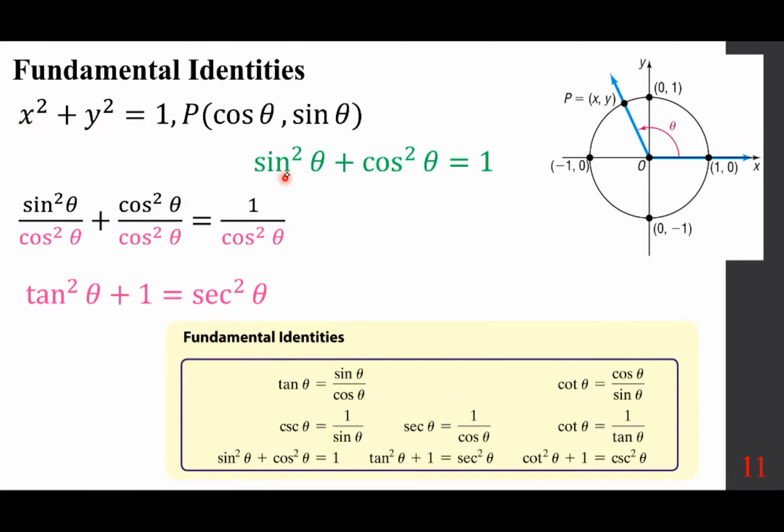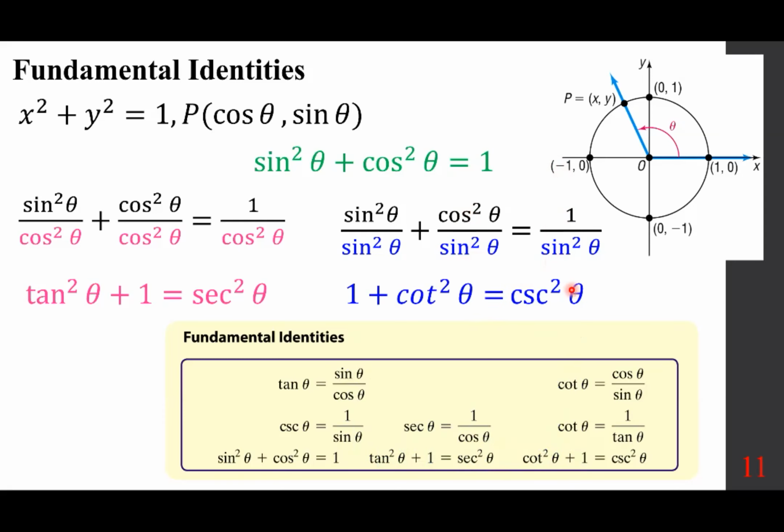This time, let's divide everything by sine squared. So now this becomes 1. Cosine over sine is cotangent, so cotangent squared. And 1 over sine is cosecant, so cosecant squared. And now from here, we proved 2 more identities. These are known as Pythagorean identities. So these bottom ones are called Pythagorean identities.